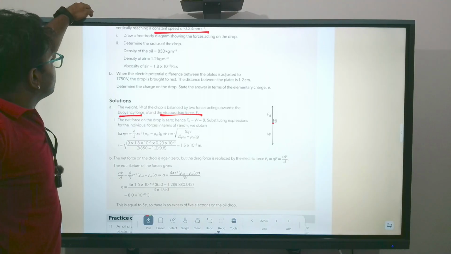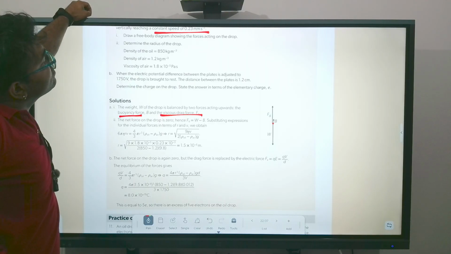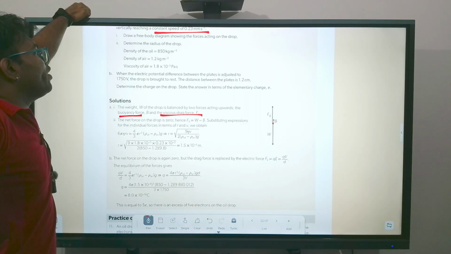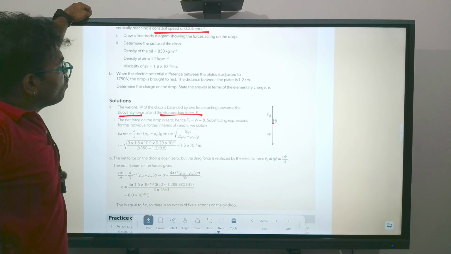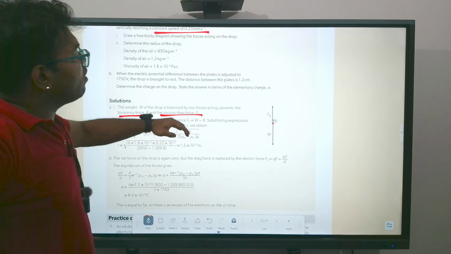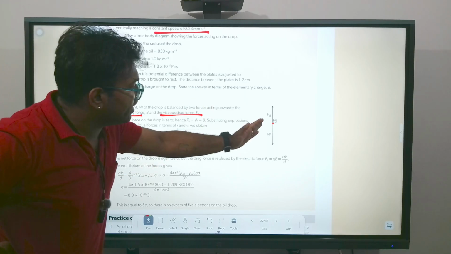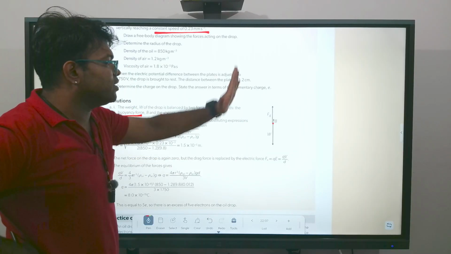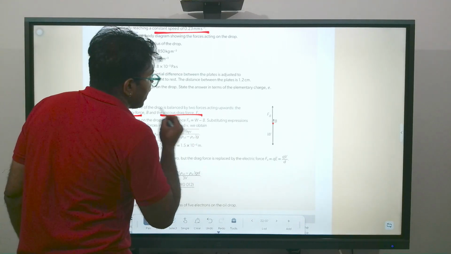Next, determine the radius of the drop, given the density of oil, the density of air, and the viscosity of air, which is 1.8 times 10 to the power minus 5 pascal second. The net force on the drop is zero. Hence the drag force FD is equal to the weight minus the buoyancy.